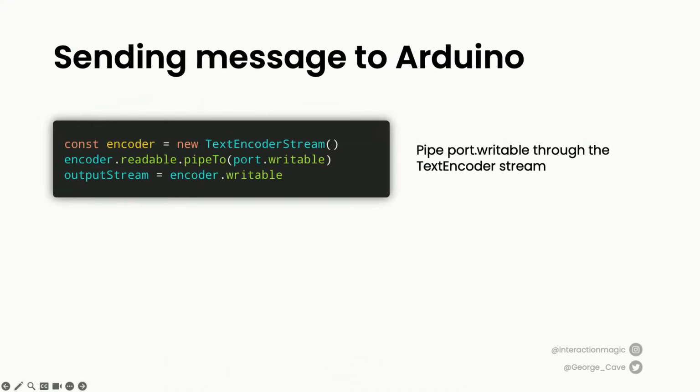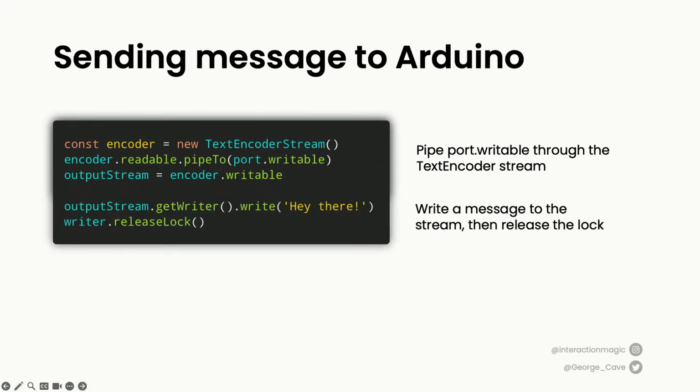On the flip side, sending a message is pretty similar. We pipe the writable stream from the port through a text encoder. So that will take our string into a sequence of bytes that the port expects. And then we can write a message by fetching the writer on this output stream and writing directly to it.